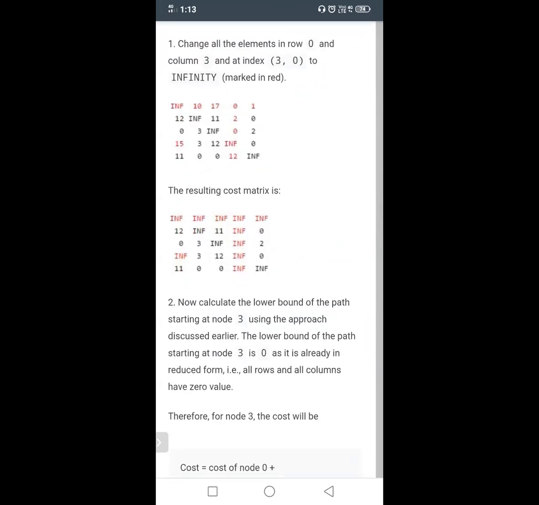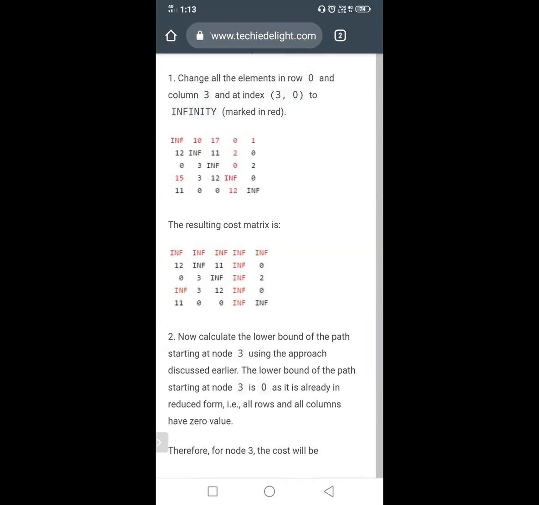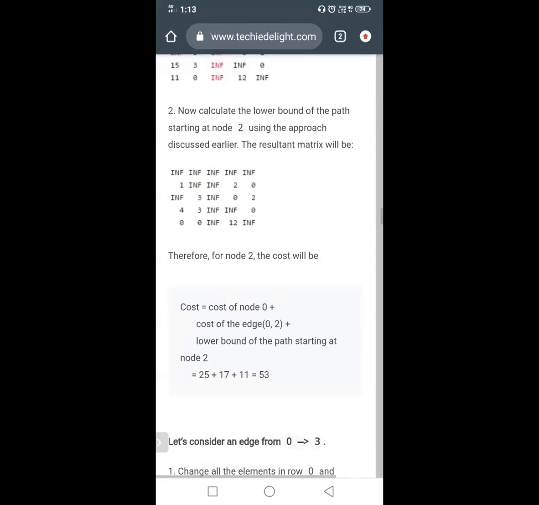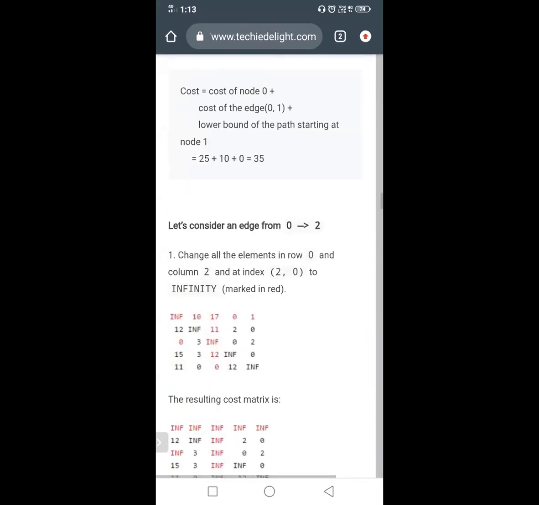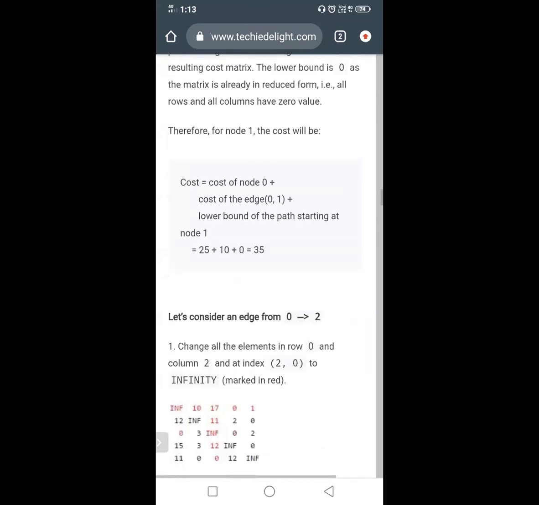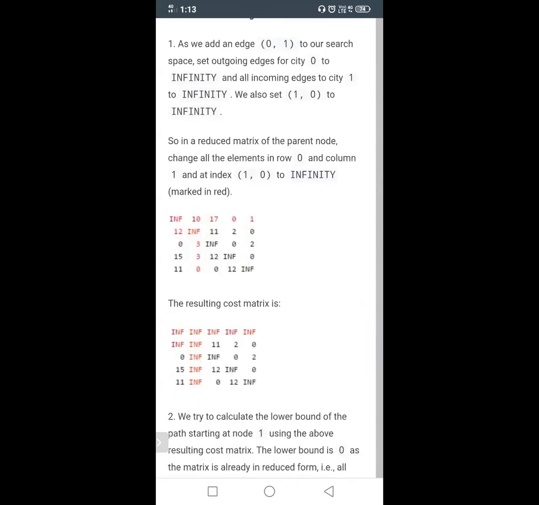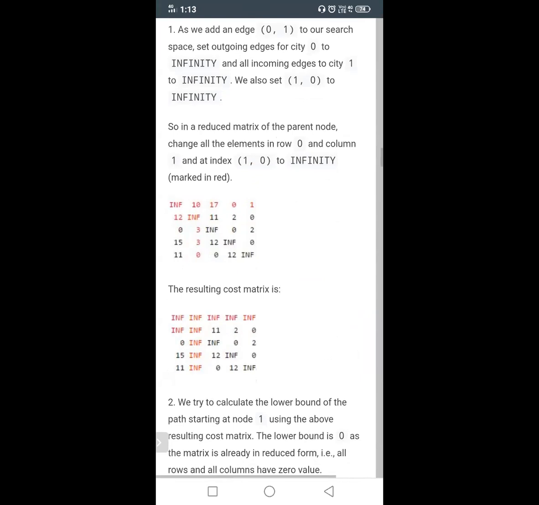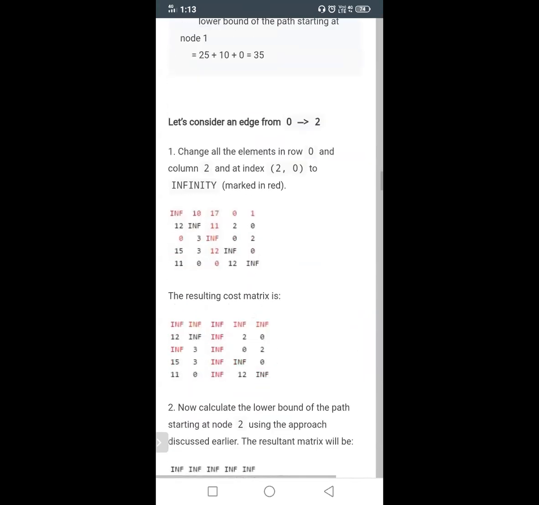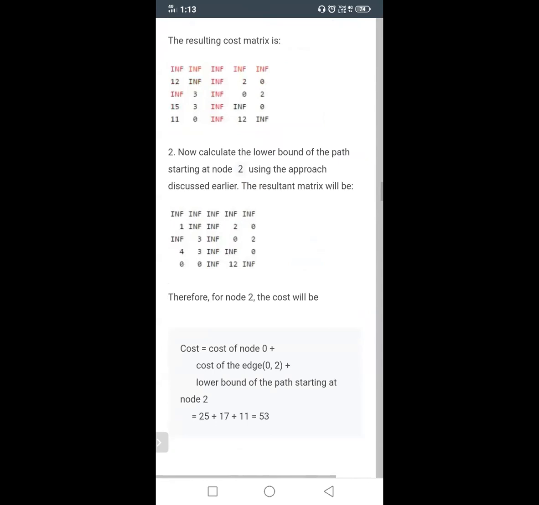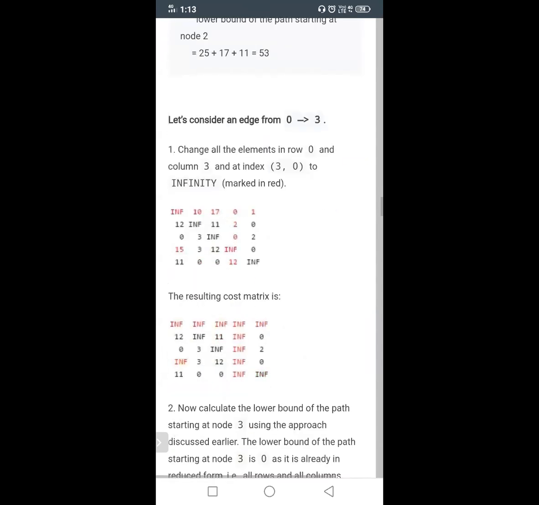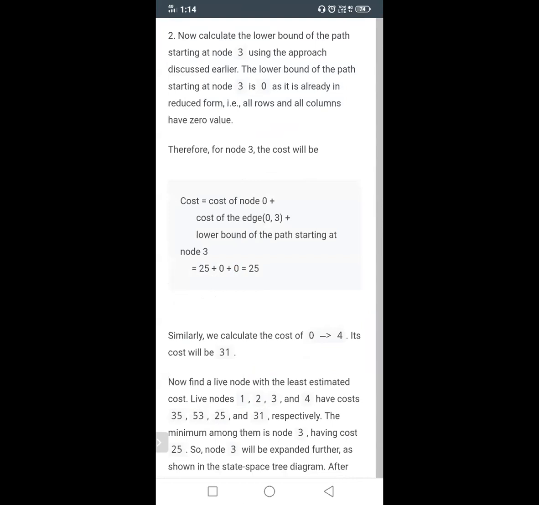So see the matrix. The 0th row, third column is 0. Okay, we write 0 here. So 25 plus 0 plus 0, we got the value 25.